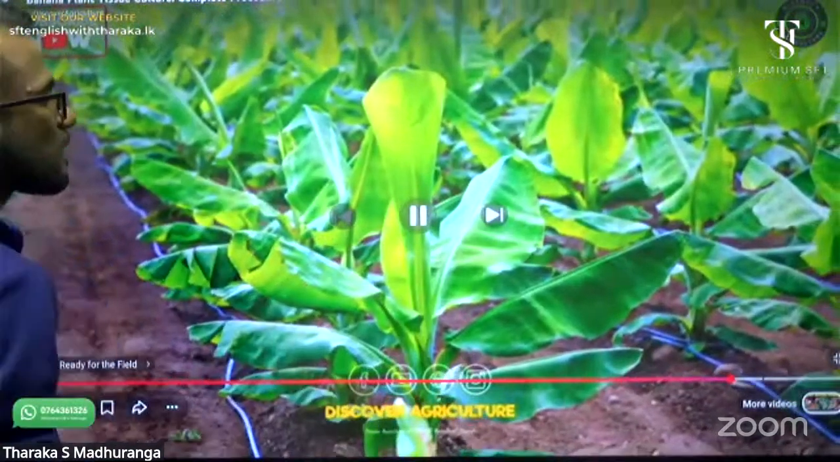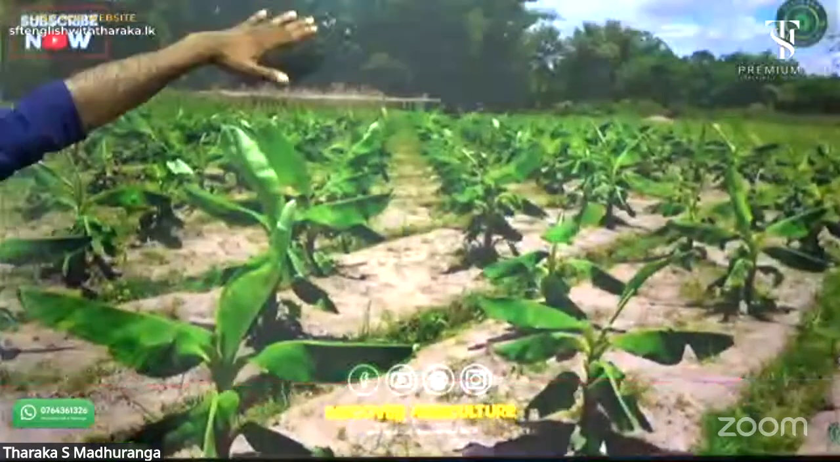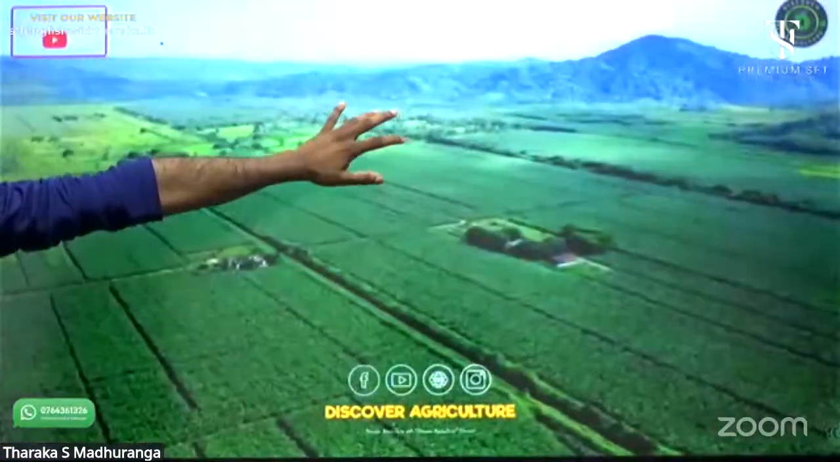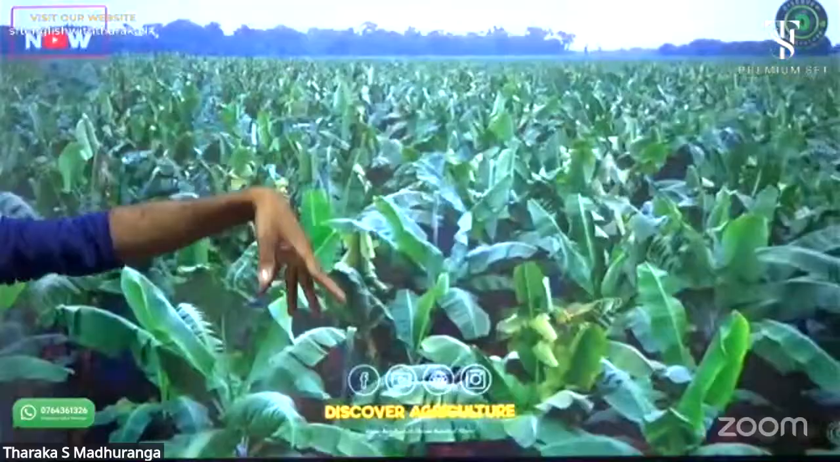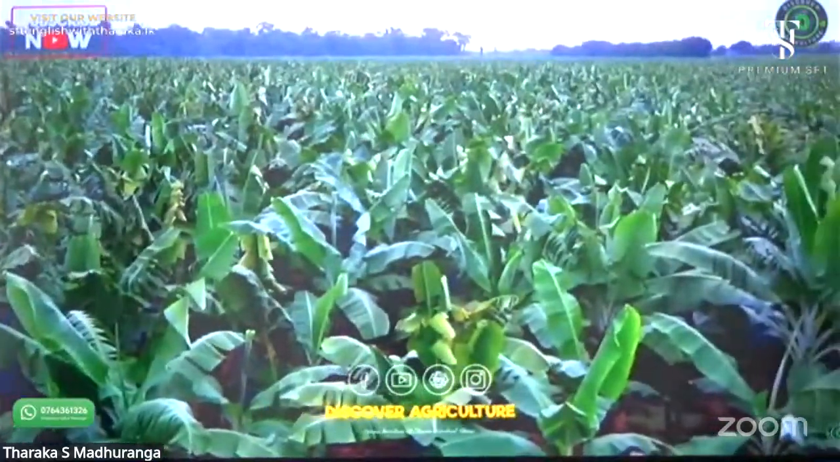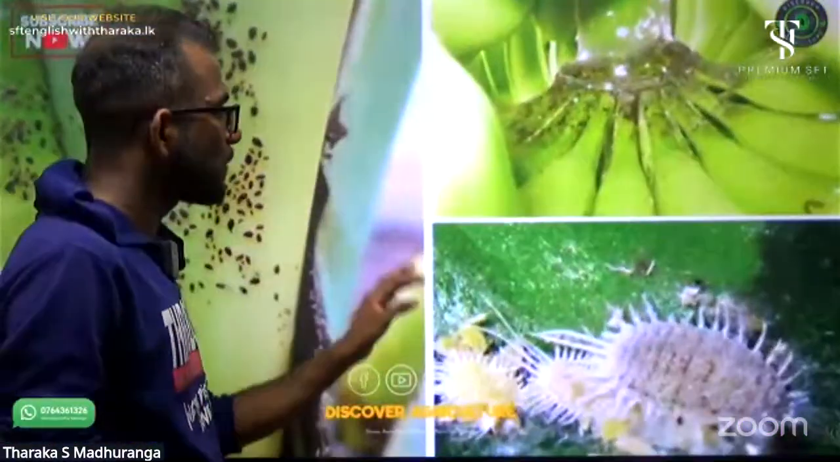And available year-round. See, ensuring same height, consistent yield, same field, same harvest. Tissue culture plants can significantly reduce the risk of plant diseases caused by microorganisms.